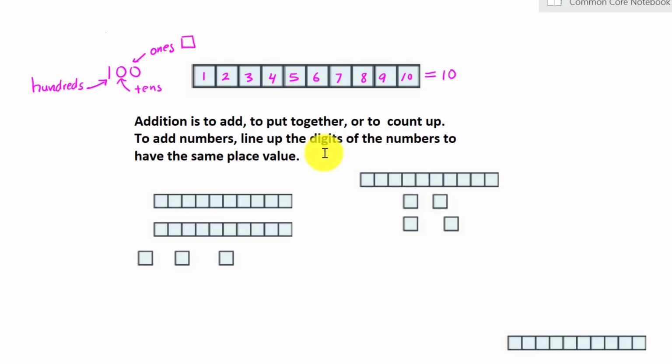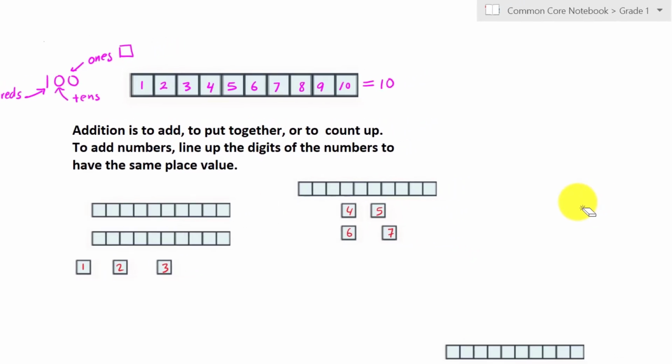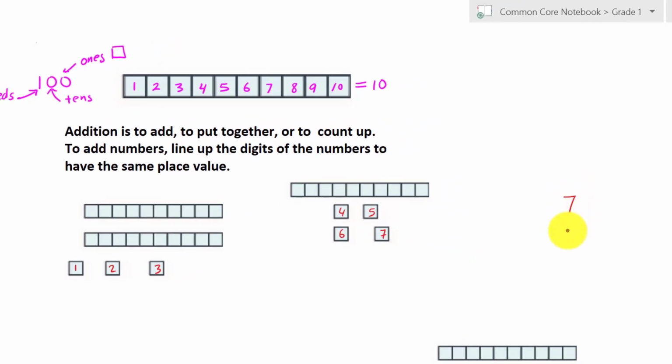Again, to count, always start with the ones. So we have 1, 2, 3, and over here we also have more ones. So we have 4, 5, 6, 7. So in this case, we have 7 ones.